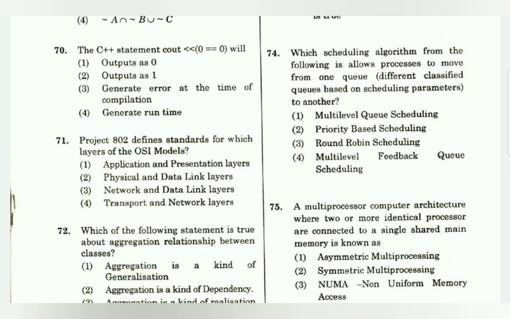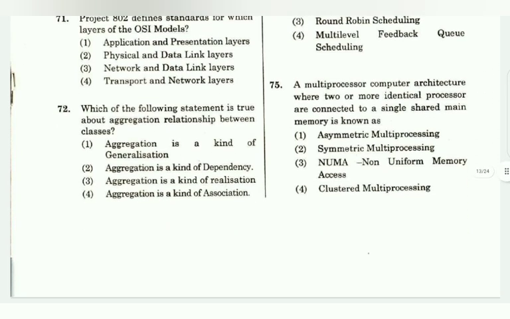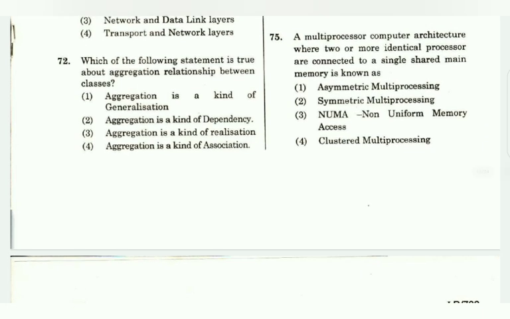71. Project 802 defines standards for which layers of the OSI model? IEEE 802 defines standards mainly for physical and data link layers, covering Ethernet, Wi-Fi and other networking protocols. So option 2 is the correct answer. Which statement is true about the aggregation relationship between classes? Aggregation represents a whole-part relationship between objects but with independent lifetimes. It is a type of association, not inheritance or dependency. So aggregation is a kind of association.